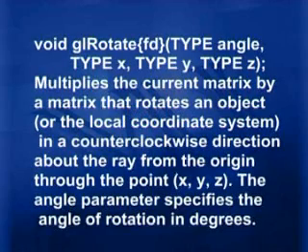Void glRotatef or void glRotated, using arguments angle, x, y, and z, multiplies the current matrix by a matrix that rotates an object, or the local coordinate system for that matter, in a counterclockwise direction about the ray from the origin through the point x, y, z. The angle parameter specifies the angle of rotation in degrees.